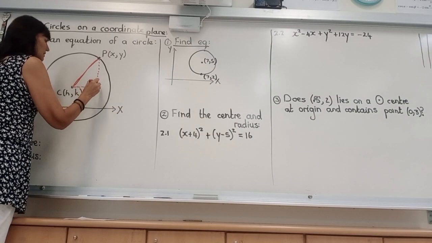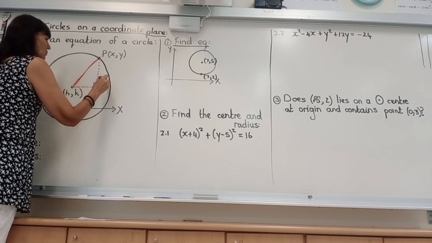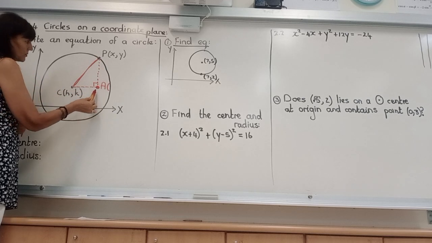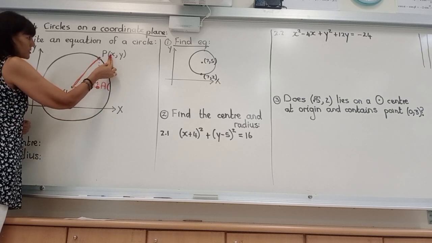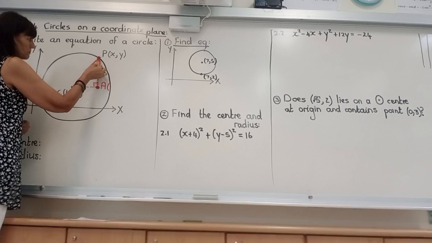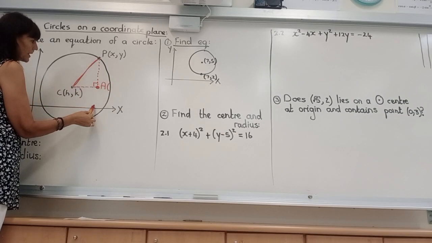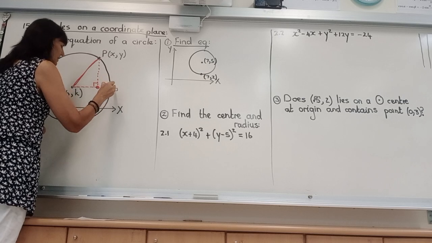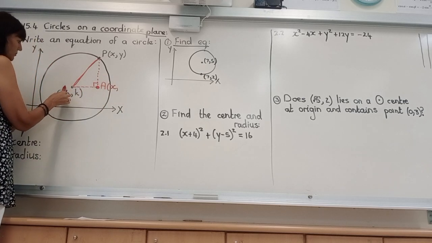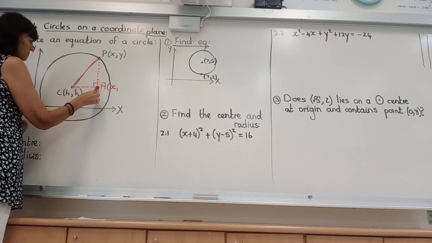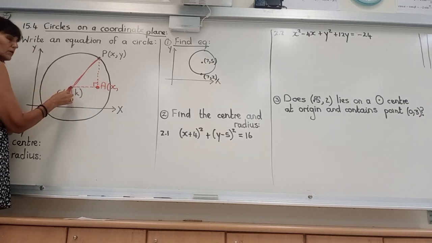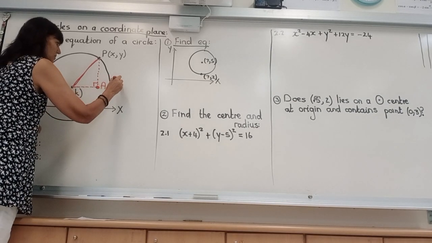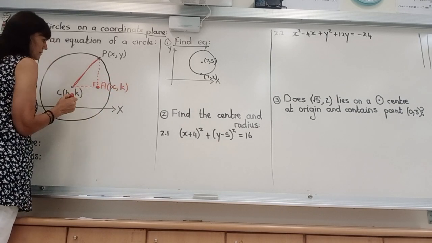This point, let's call it A. What will be the coordinate of that point? The x coordinate will be the same as point P. This P, the x coordinate will be x. So the x coordinate for this point A will also be x. The y coordinate will be the same as the y coordinate of C. The y coordinate of C is the point K. So the y coordinate will be that.